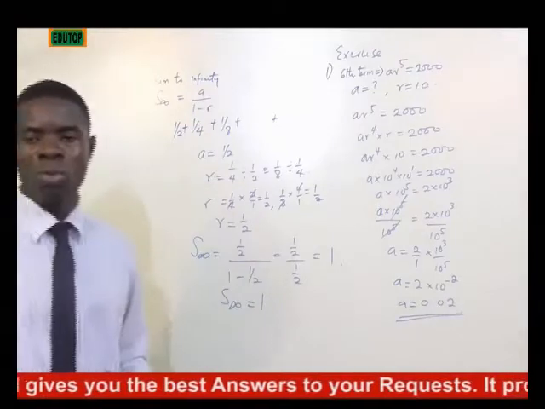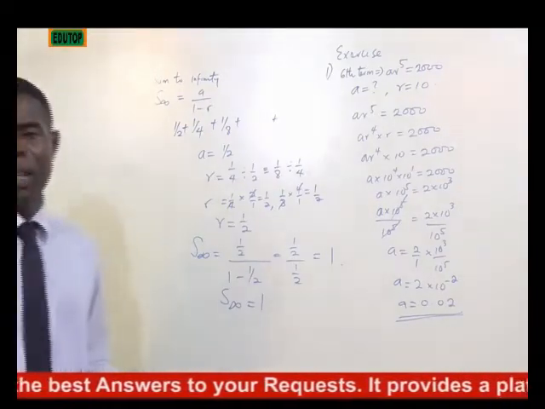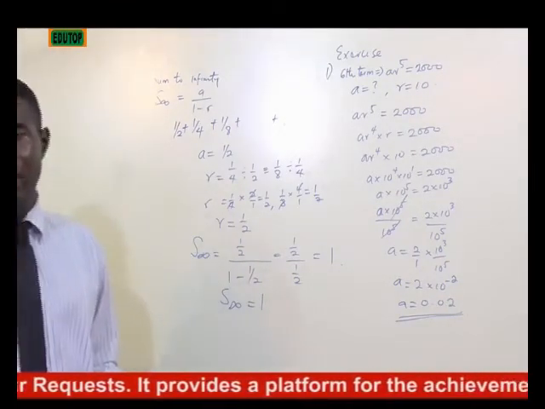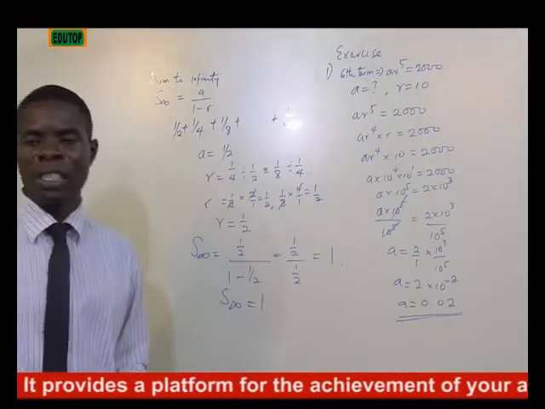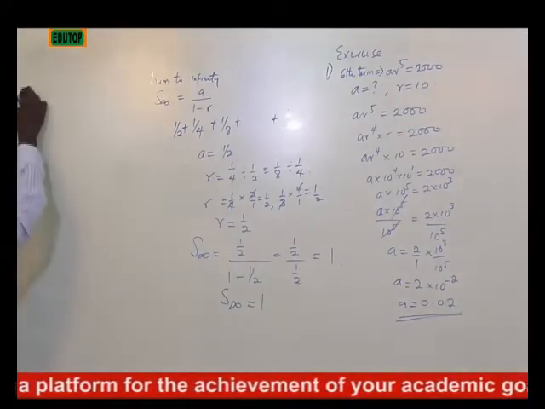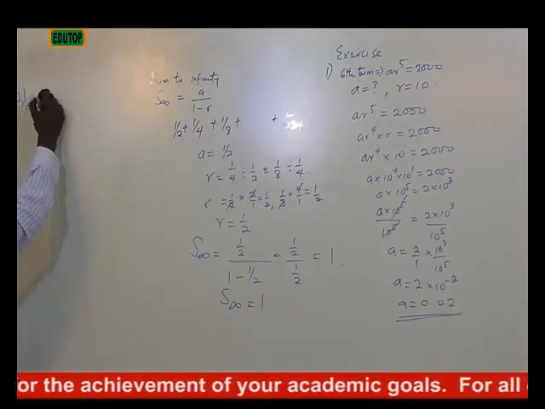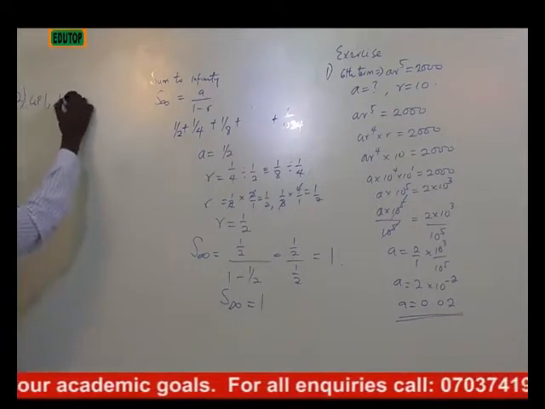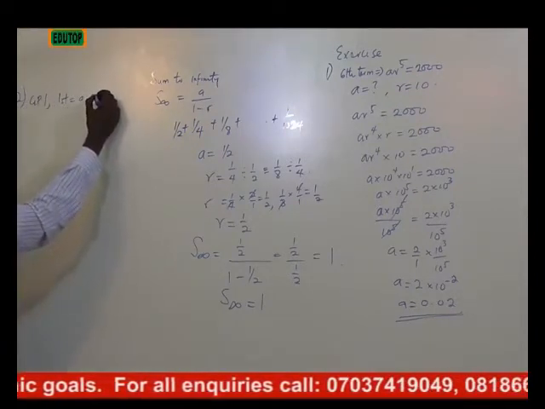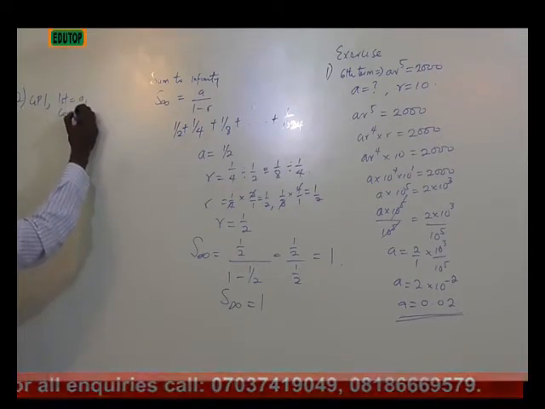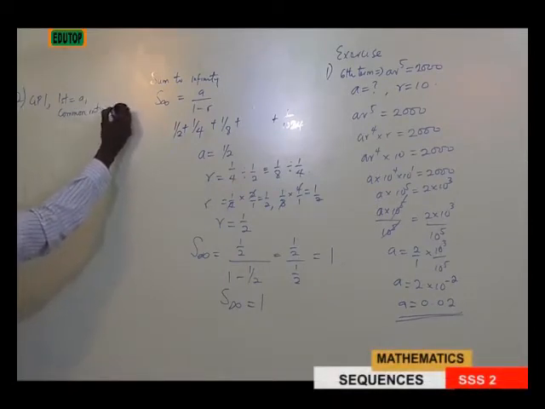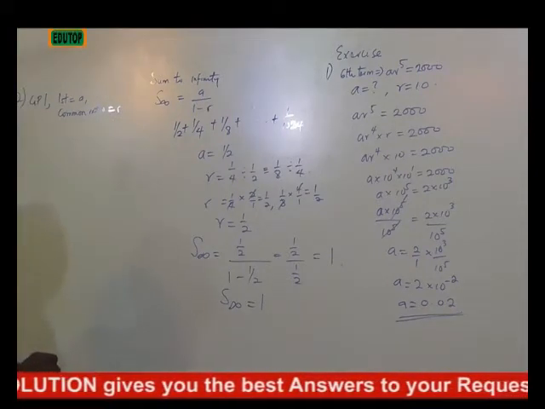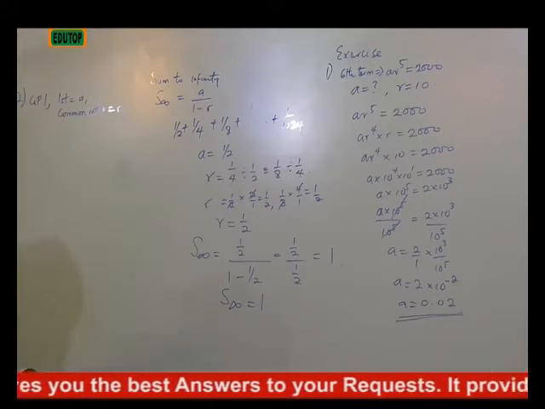Then question 2. A GP has first term A, common ratio R, and its sixth term is 768. Question 2, we have GP1, and GP1 has the first term equal to A, the common ratio equal to R.